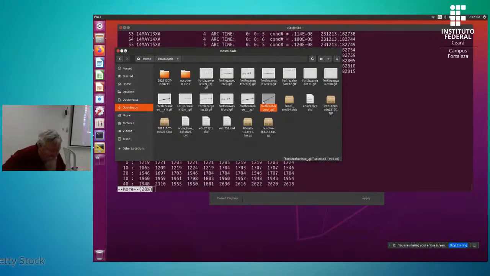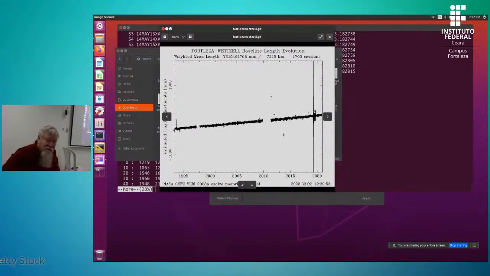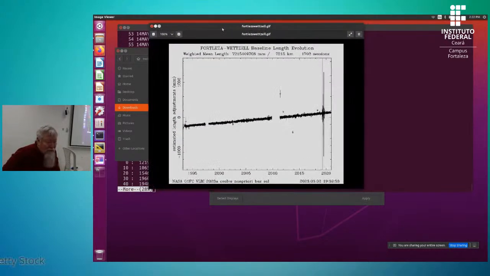go to Fortaleza Wettzell, which I know I had here. See the same noise. Yeah, so you see the same thing there. So that could be seismic activity. Probably not. I don't know. I mean, somebody should investigate that.